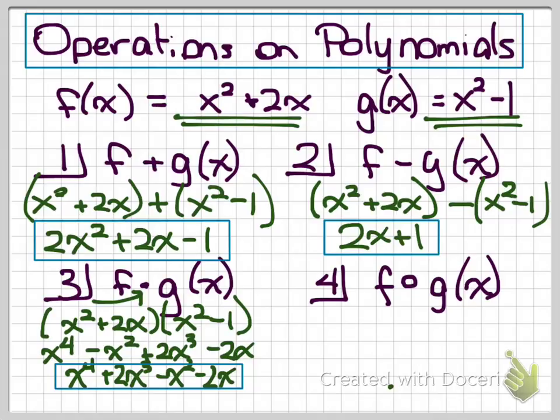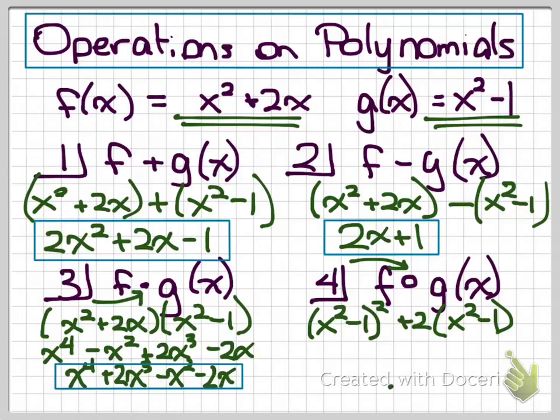All right, and finally, composition. Be careful with composition. Remember that composition is the open circle like we see right here, and composition does not mean multiply. It means plug in. So what we're going to do is we are going to actually plug in g of x for f of x. So that means we're going to have something squared plus 2 times something, and that something that we're going to have is whatever g of x is, which in this case is x squared minus 1.